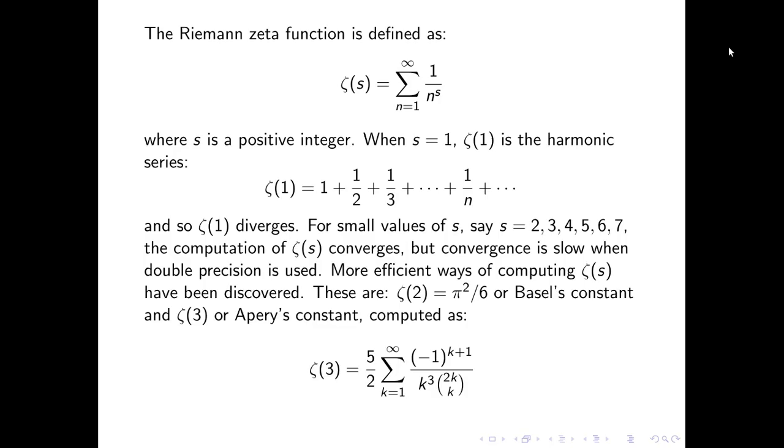More efficient ways of computing zeta of s have been discovered. These are the computation of zeta of 2 as pi squared over 6, which is also called Basel's constant, and the computation of zeta of 3, or Apéry's constant, computed as this complicated summation involving the combination 2k over k. This looks complicated, but it's actually faster converging than if we use the original definition.